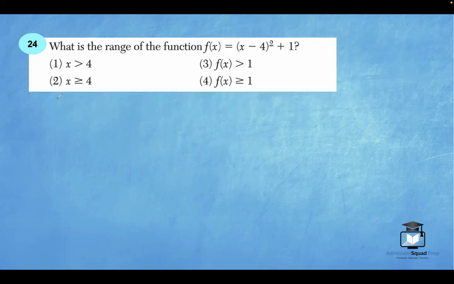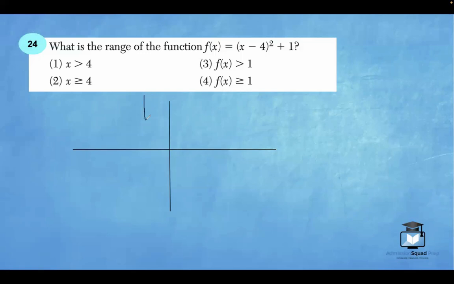Let's continue. Number 24. What is the range of the function f of x equals (x minus 4) squared plus 1? So I'll kind of talk you through it, but we can also use the calculator for this one. So guys, if you recall, the parent function here is the parabolic function, right? So I'm just going to do a quick sketch so you can see what's happening. So this is what y equals x squared looks like, which means the vertex here is right at 0, 0. This is y equals x squared.